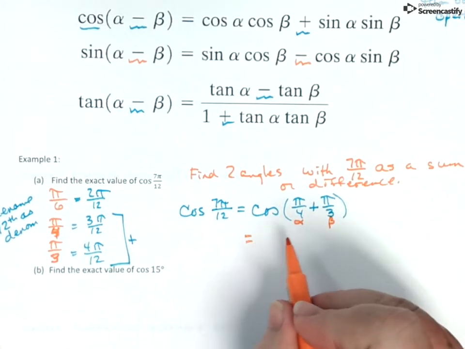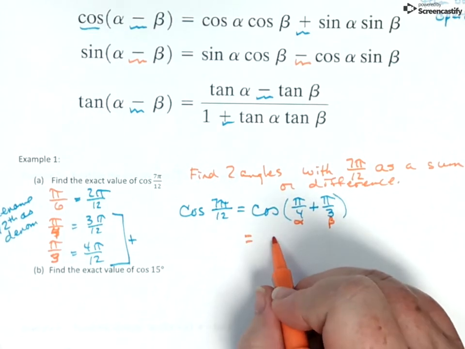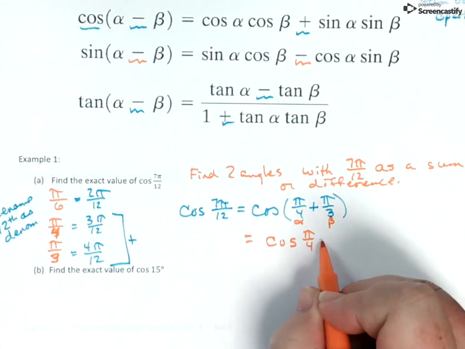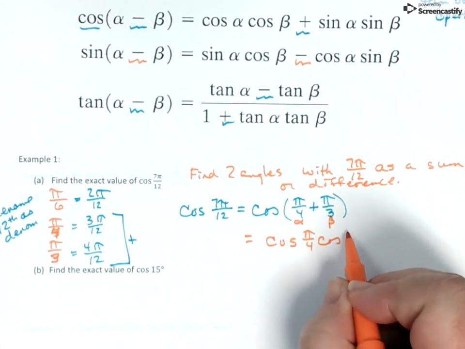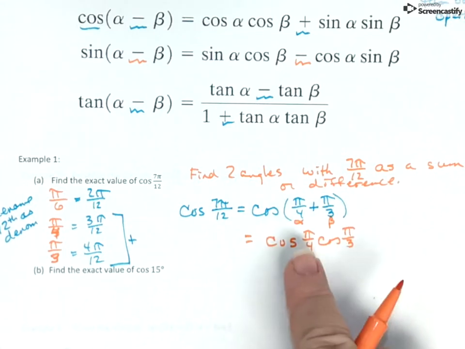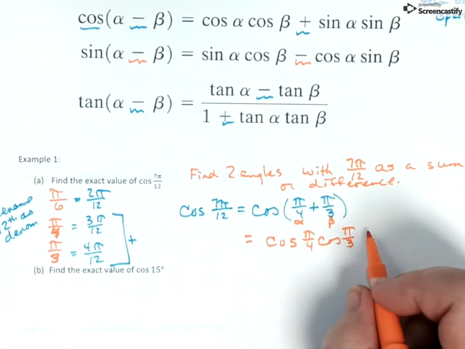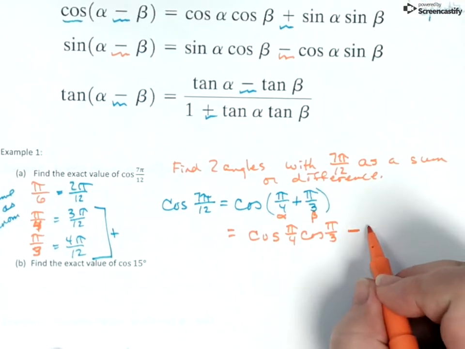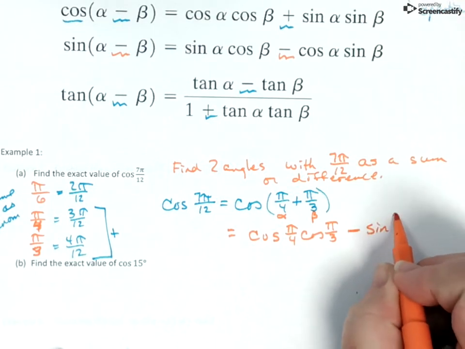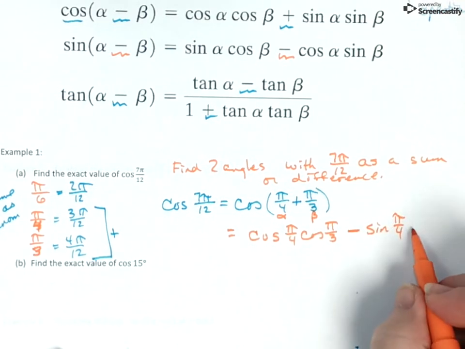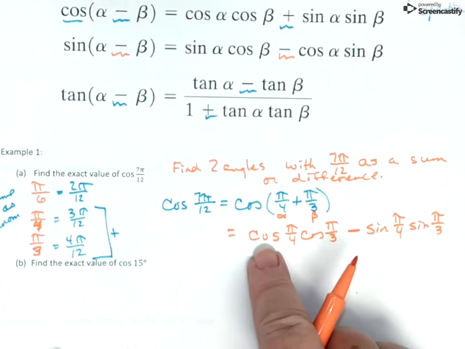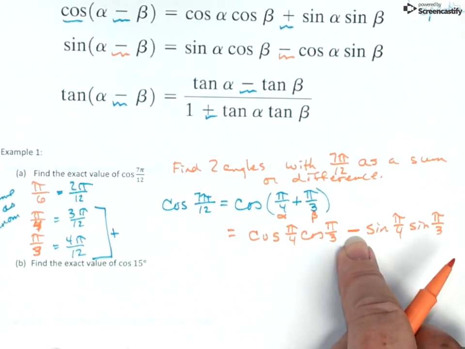Now I can use my chugga chugga shoo shoo formula. I can write cosine of alpha, which is pi over 4, times the cosine of beta, which is pi over 3. So chugga chugga. On the opposite track, so instead of plus I wrote minus, sine of alpha times the sine of beta. So chugga chugga shoo shoo on the opposite track.